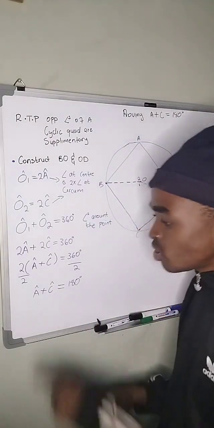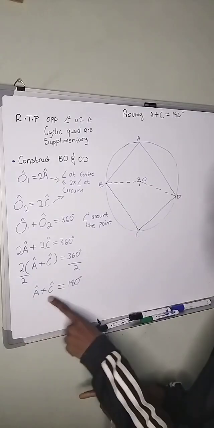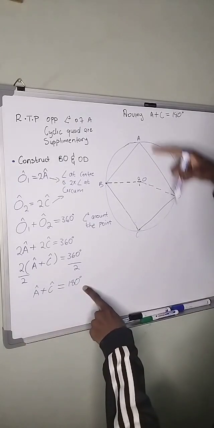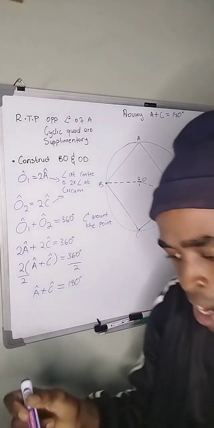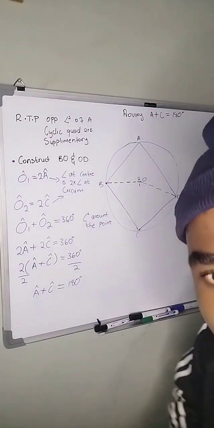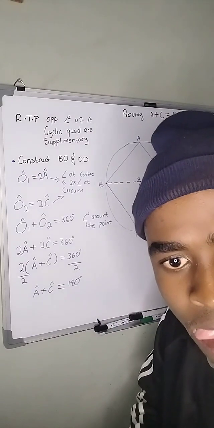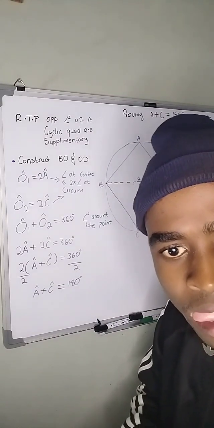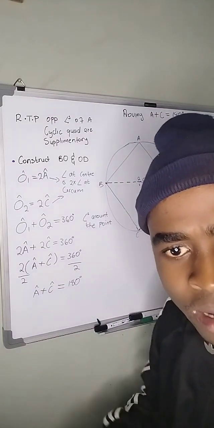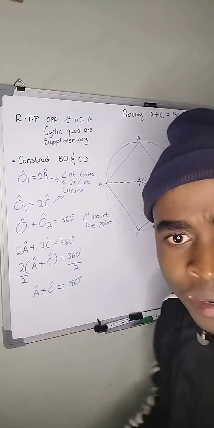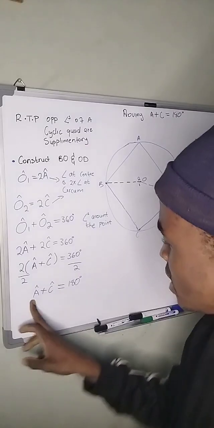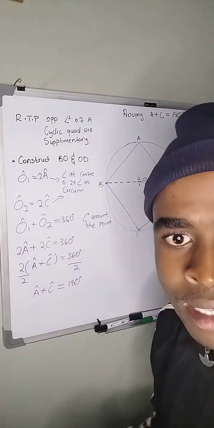So now you see how we proved that A plus C is going to be equal to 180 degrees. You can see that. Are you happy? You see now we proved that A plus C is going to be equal to 180.